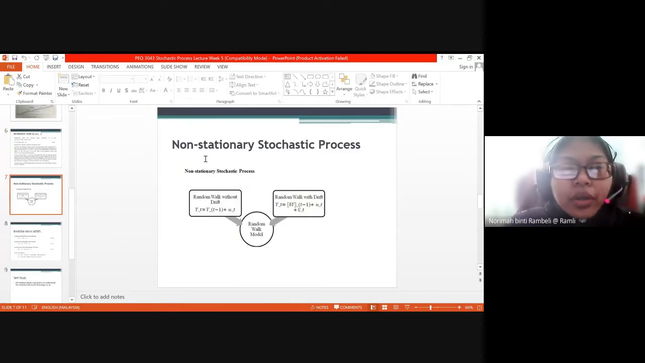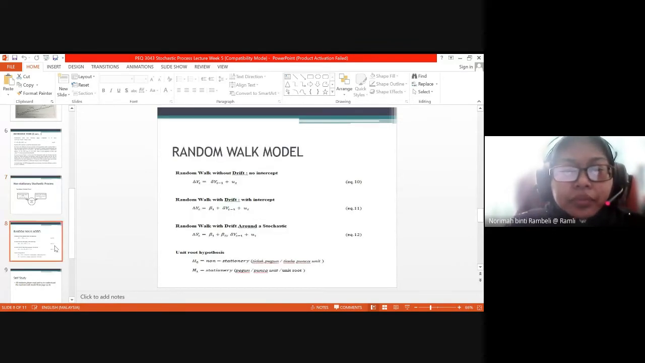Okay. So, not a stationary stochastic process. Okay. So now we have the random walk model. Random walk with drift. Random walk without drift. This is some example of an overview of the models.